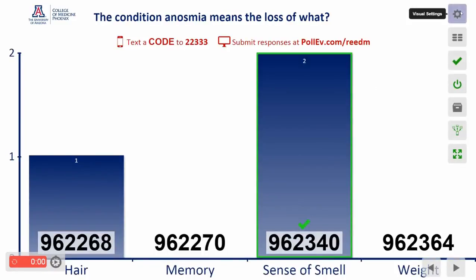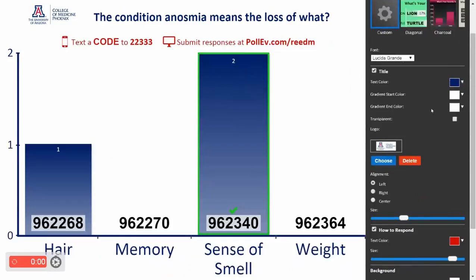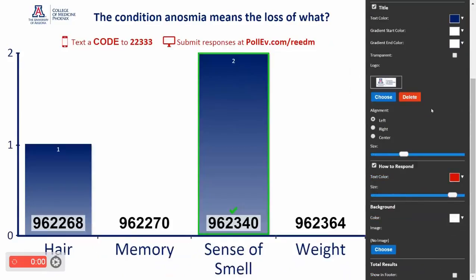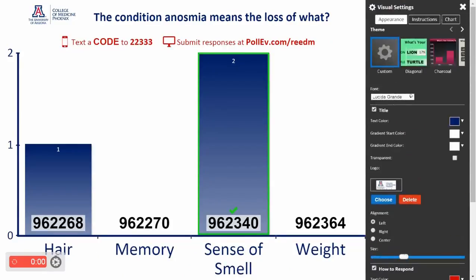This top button, visual settings, allows me to make all sorts of changes to the visual layout and design of the slide. This is something that the Poll Everywhere developers are constantly adding things to, so check back if you haven't looked in a while. I'm using a standard template here that has the U of A logo in it, and you're free to use that. That's probably the one that'll appear if you use a campus account.